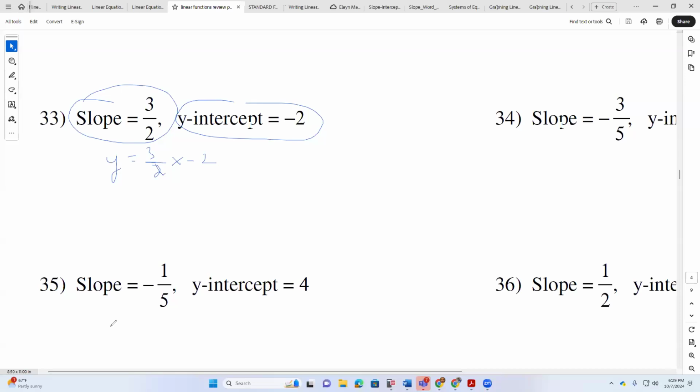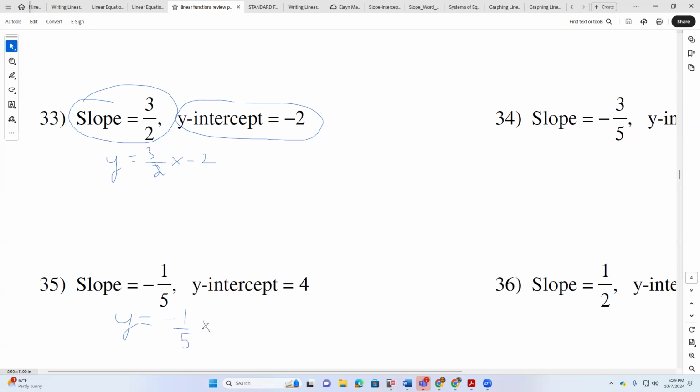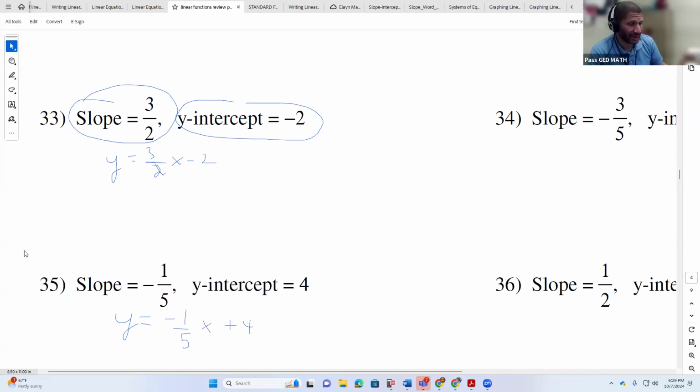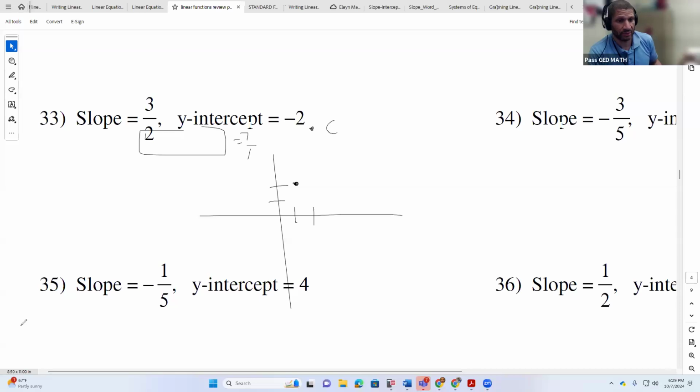y equals negative 1/5 x plus 4. Okay. So again, what you should notice is I'm trying to connect everything together. I went too far back. All right, let me go back to this one.